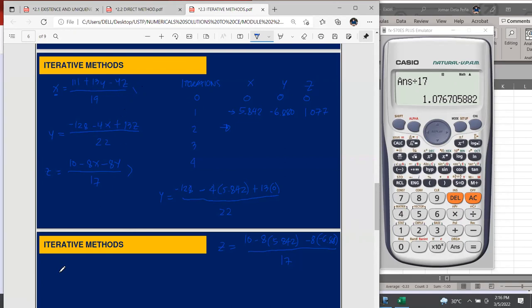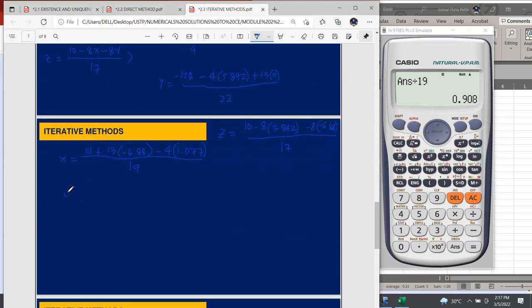Sa second iteration, gamiton nato ang mga value ni y and z, gamit ang equation ni x. So we have x equal to 111 plus 13 times sa latest value ni y, negative 6.88, minus 4 sa latest value ni z, 1.07. Okay, and we have divide 19. Equal to 111 plus 13 times negative 6.88 minus 4 times 0.077 divide 19 equal to 0.908. So, bagong value ni x, 0.908. Okay? And gamiton na nato ang value ni x sa y nga equation, we have negative 128, kato na nga bago nga 0.908. Okay?